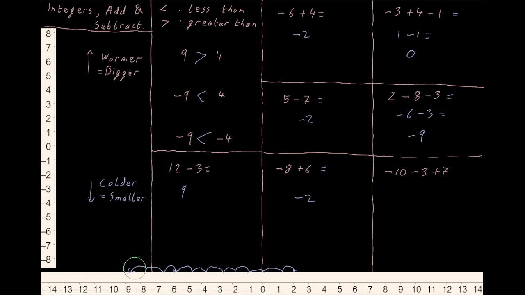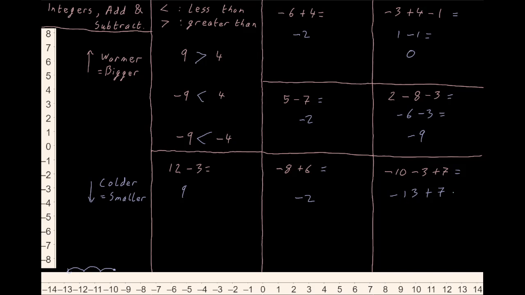And finally, we are starting at -10 and we get colder by 3 and then warmer by 7. So we do this step by step. Start at -10, get colder. We're subtracting, so get colder 3 units. 1, 2, 3 brings us down to -13. So we write -13 plus 7. This becomes -13. That's our total number of units for that sum.